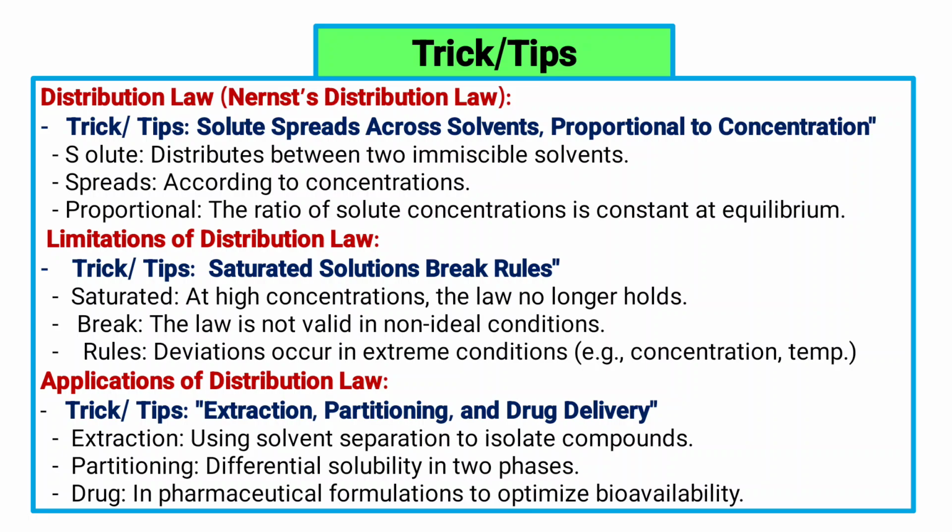Distribution law, also called the Nernst distribution law: a solute distributes between two immiscible solvents according to concentration, and the ratio of solute concentration is constant at equilibrium. Limitations: at saturation or high concentration, the law no longer holds, and it is not valid in non-ideal conditions. Deviation occurs in extreme conditions, for example concentration and temperature. Applications: extraction, partitioning, and drug delivery. For extraction of herbal drugs, partitioning and separation by different solubility in two phases, and in pharmaceutical formulation to optimize bioavailability.